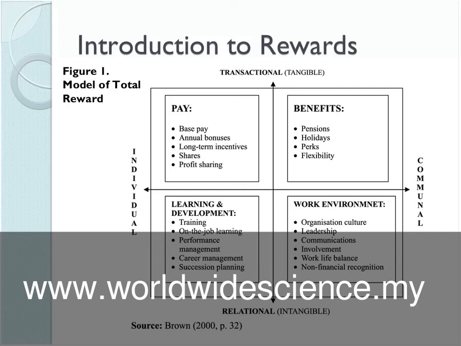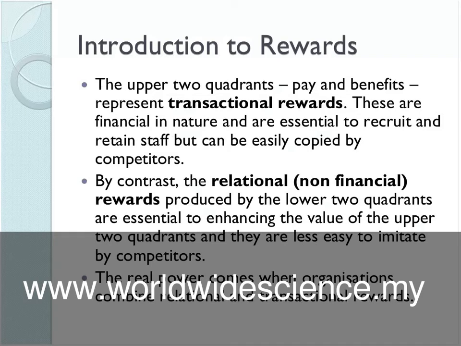Here, the upper two quadrants, the pay and benefits, represent the transactional rewards. These are financial in nature and are essential to recruit and retain the staff, but can be easily copied by the competitors. So you have to remember that pay and benefits, this kind of rewards, are used at the beginning when you recruit and at the end when you retain the staff, but this kind of rewards can be copied very easily by the competitors.